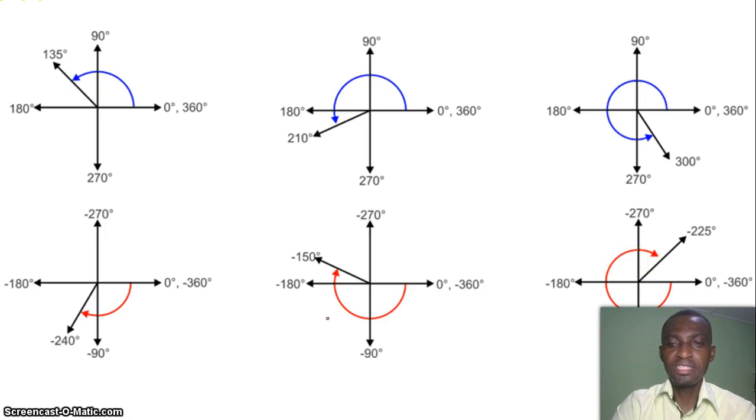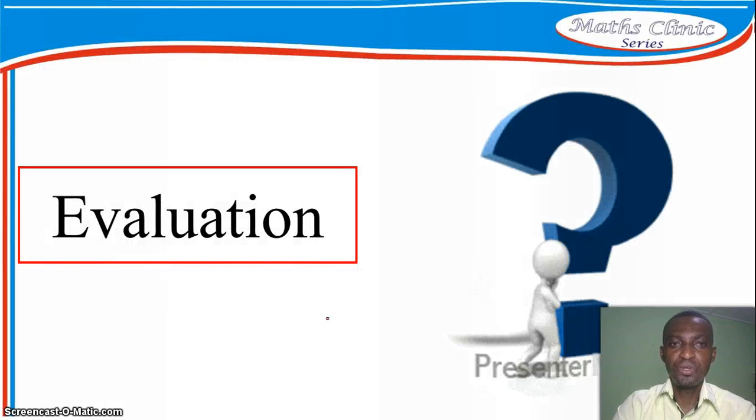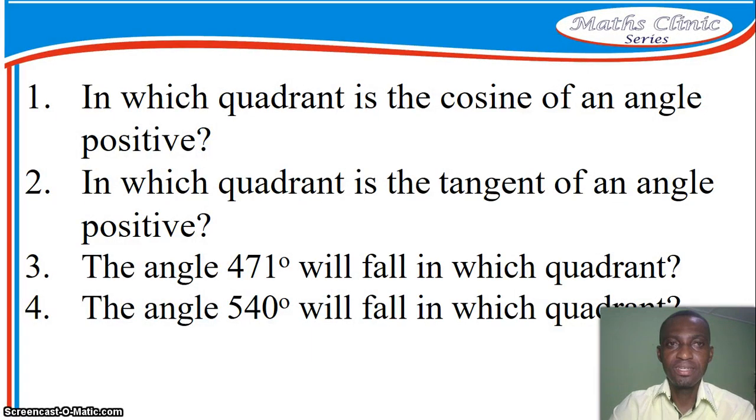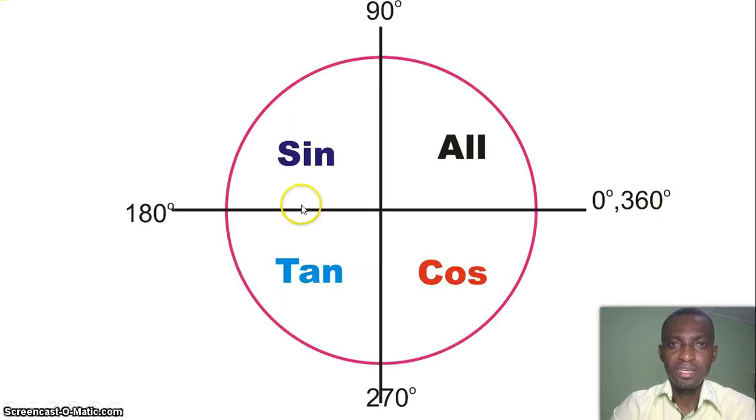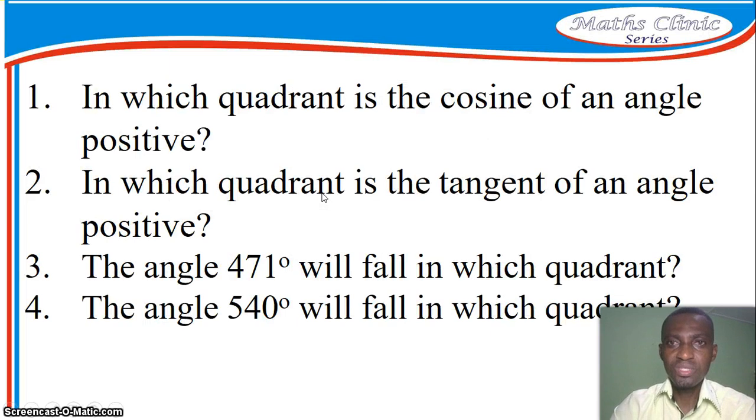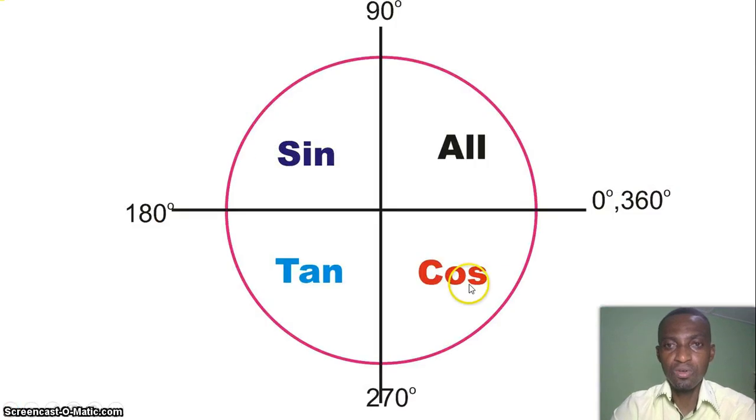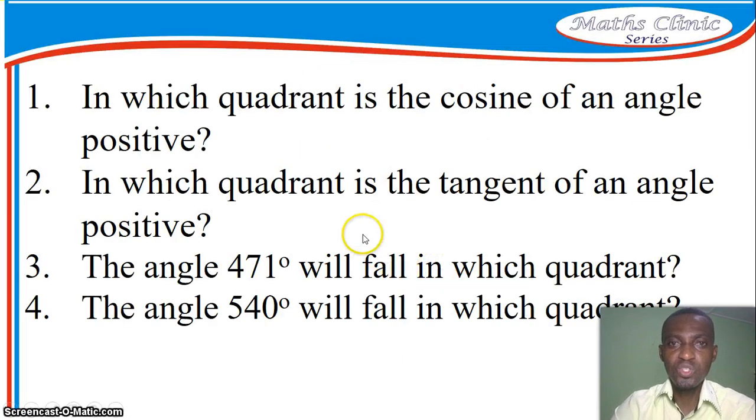So what have you learned so far in this video? You can pause the video and answer the following questions. In which quadrant is the cosine of an angle positive? All right. So for us to see the cosine of an angle being positive, the question says which quadrant gives us the cosine of an angle positive, and that is the fourth quadrant, because in the fourth quadrant we have cos of any angle positive. In which quadrant is the tangent of an angle positive, and that is the third quadrant.